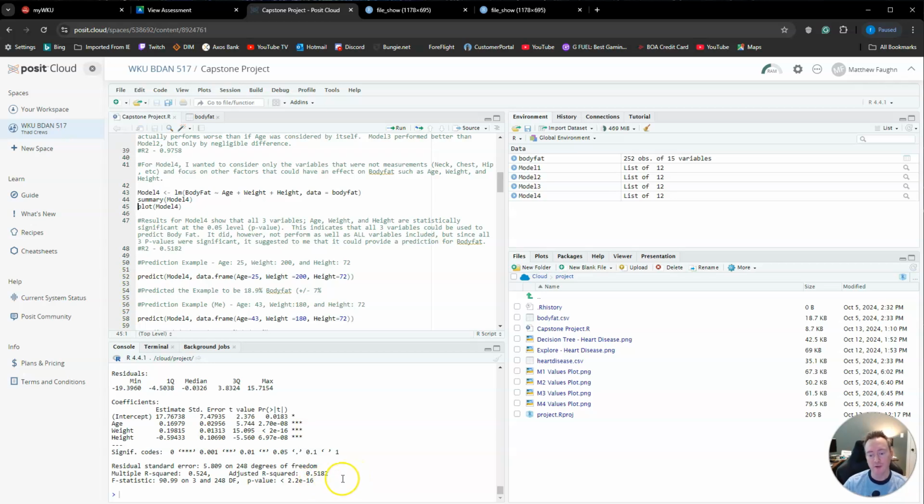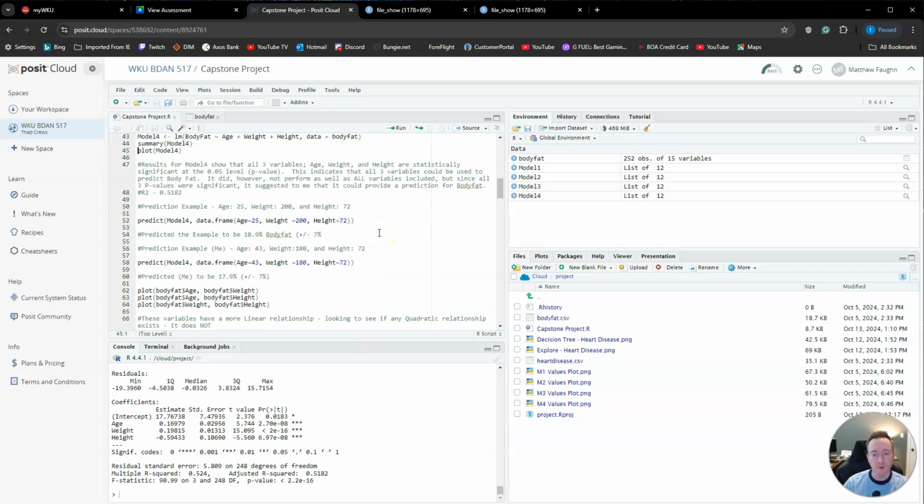It is 0.5182, but what is interesting is that age, weight, and height are all three now significant at the 0.5 level, which I thought was pretty impressive, given what we saw looking at all the variables weighed against each other. The standard error is 7.47, so we can say 7.5 would be our standard error. So any result that we get would be plus or minus 7.5.